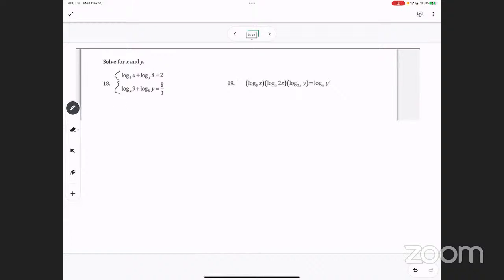So this would be log of x over log of 9 plus log of 8 over log of y equals 2. And this one below would be log of 9 over log of x plus log of y over log of 8 equals 8/3.